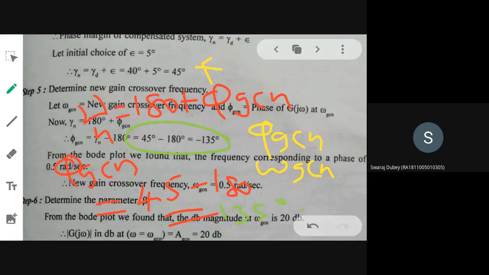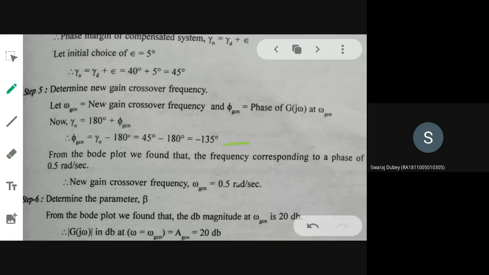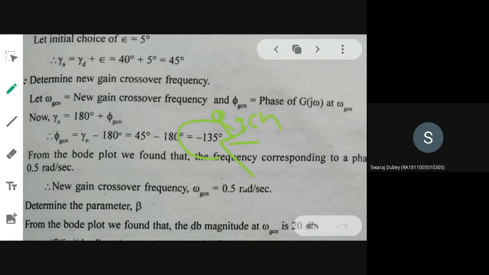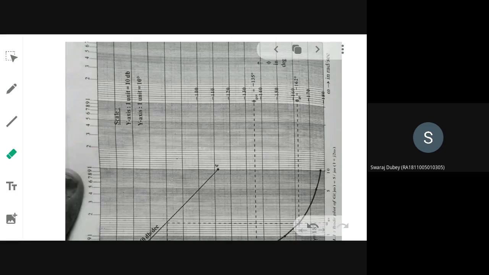Minus 135. Now we will move to the graph. From the graph, for this minus 135, you will find out what omega is. How many of you finished the graph? I have drawn a rough graph. Okay, so I'm assuming you understood the procedure. This is the new value of phi GCN for the compensated system, found to be minus 135. Now we will move on to the graph. From the graph only, you will determine for minus 135 what your omega value is.